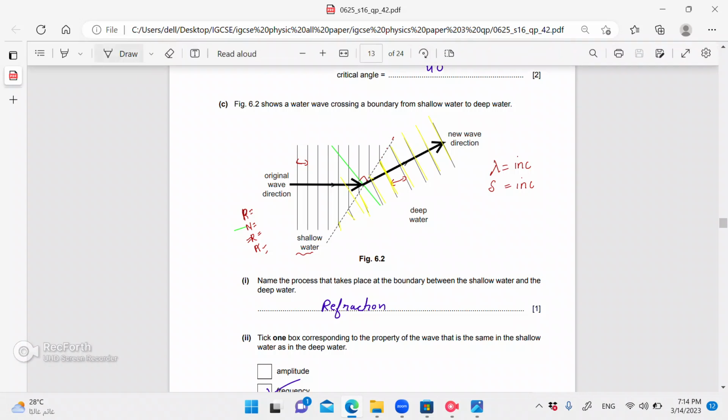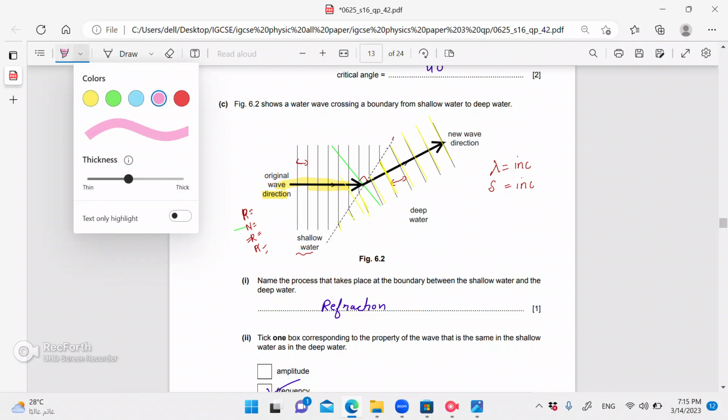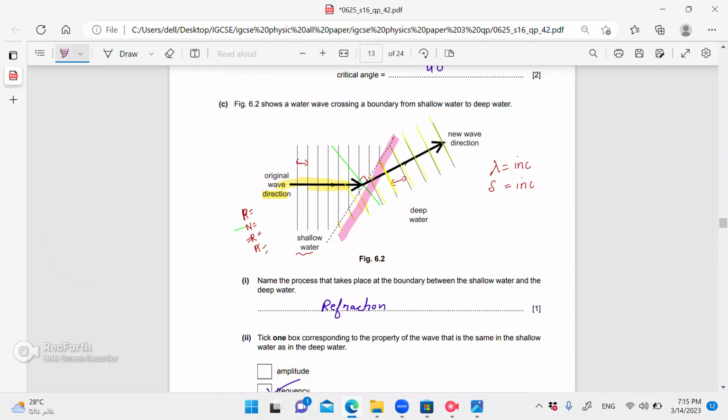So, as I told you, see here, when it is moving from shallow to deep, you will draw what? One normal ray. When it touches the boundary line, this is the boundary line. Okay, this is the boundary line. You will draw one normal ray like this. The green one is the normal ray.